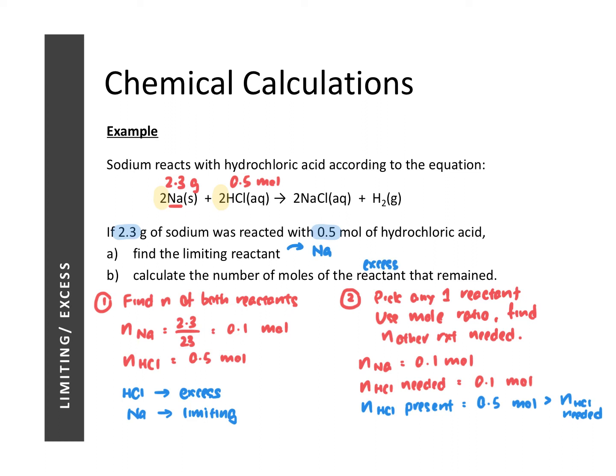So from step 2, we can see that the number of moles of hydrochloric acid present is 0.5 mole. The number of moles of acid needed to react with the sodium is only 0.1 mole. So that means that we would have 0.4 moles of acid that is remaining.